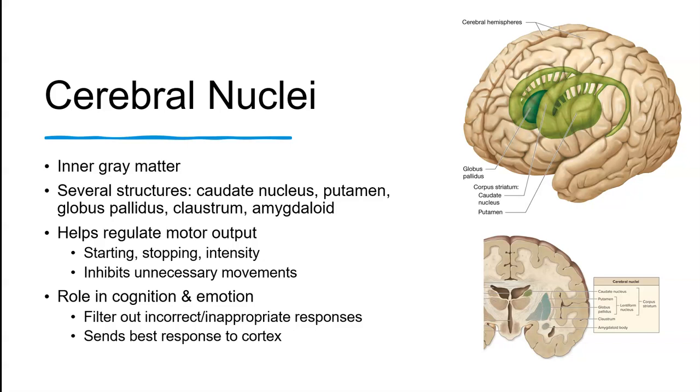Now, the cerebral nuclei are going to help regulate motor output, help inhibit unwanted movements. So they sort of help to filter out incorrect or inappropriate responses and help to select the best response to be processed by the cortex.